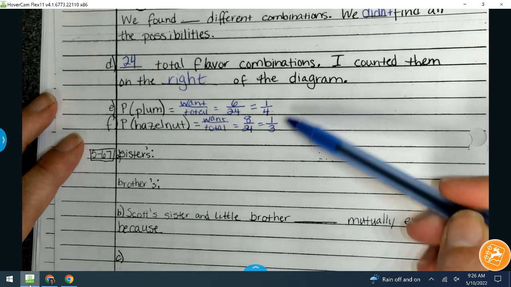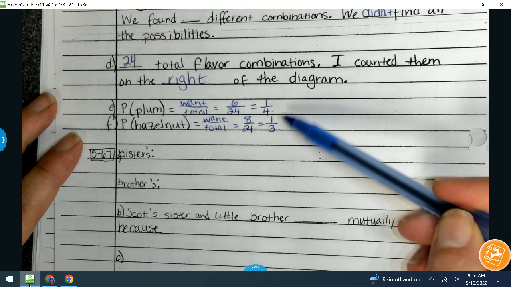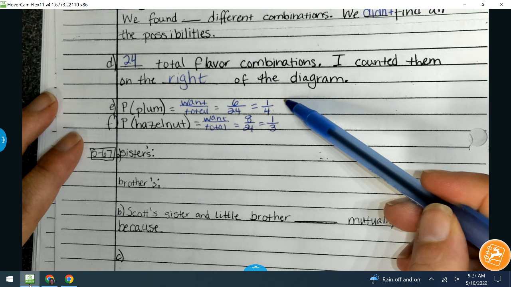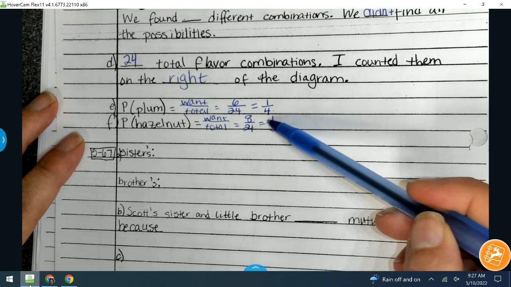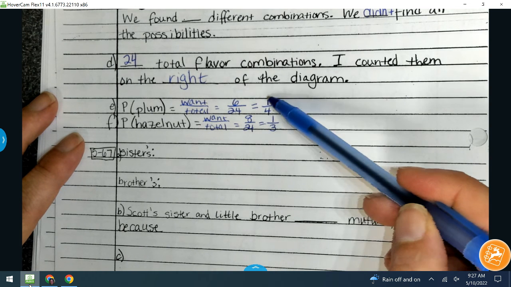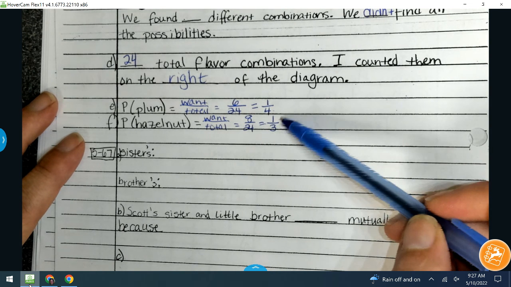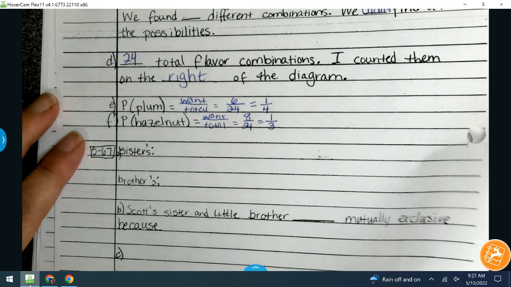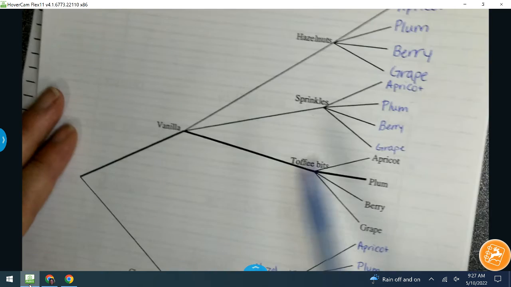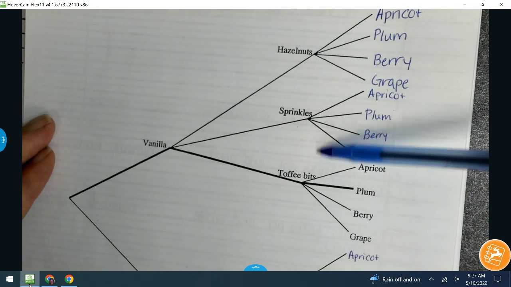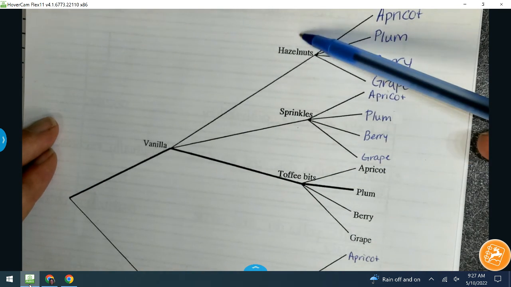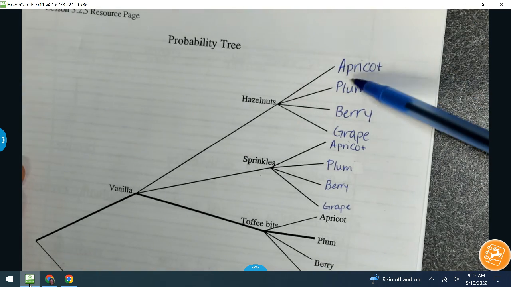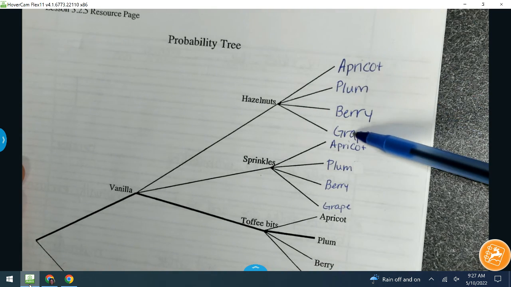And I want to point out that these, when they're simplified, are interesting because plum is 1 out of the 4 fruit swirl flavors, and hazelnut is 1 out of the 3 options for a chunky mix-in. So when I'm looking at these, I have my 3, and hazelnut is 1. Plum is 1 out of those 4 options of the fruit swirl. Okay?